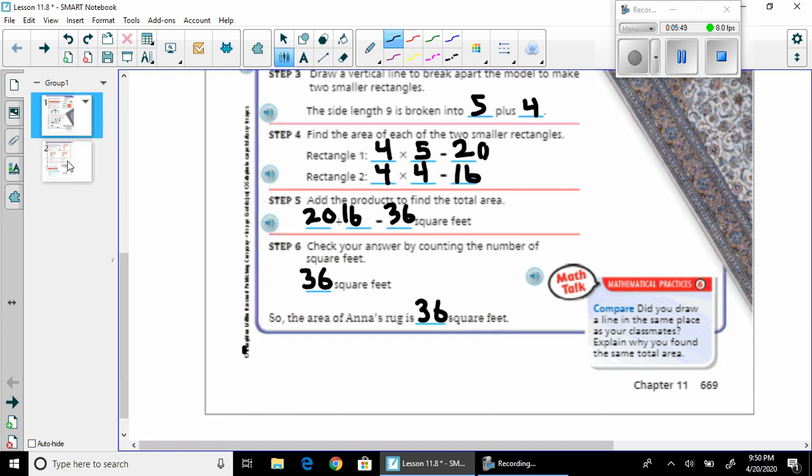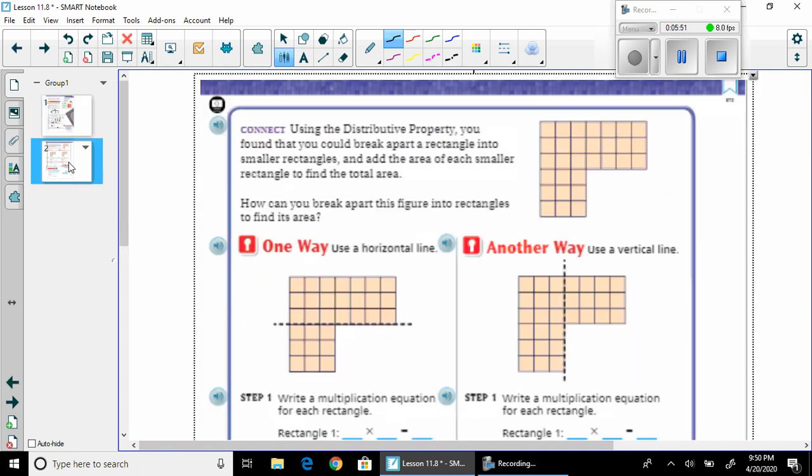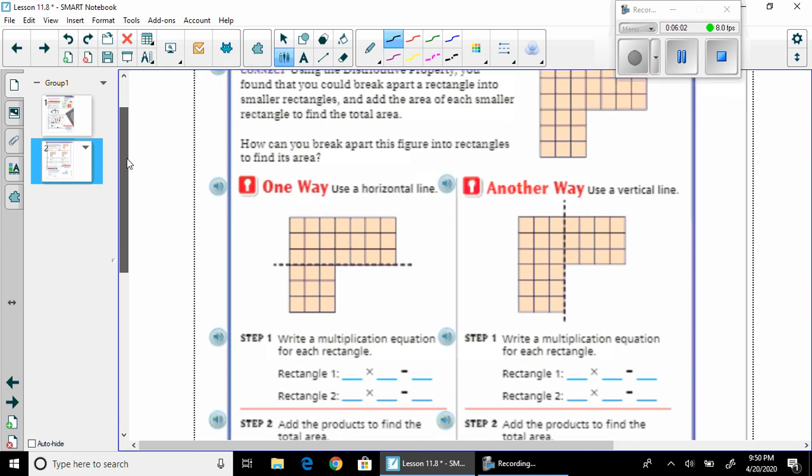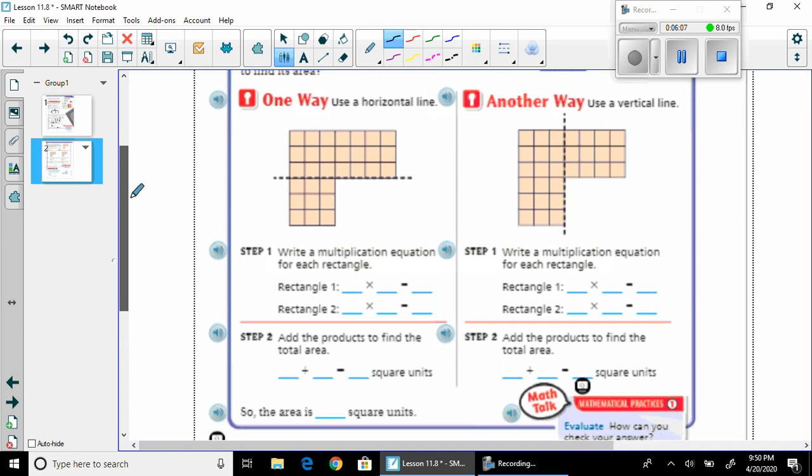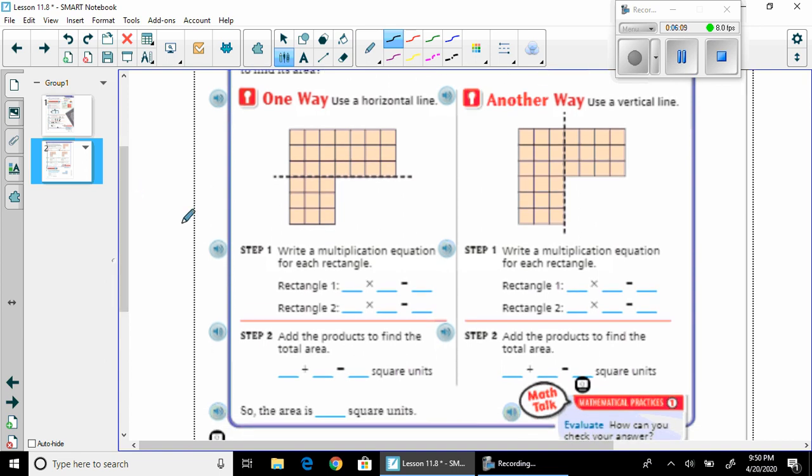All right, on to page 2. Okay, so same thing. We are going to be using the distributive property. And it looks like for these 2 examples, they went ahead and already broke apart your rectangles for you, which makes it a little bit easier.